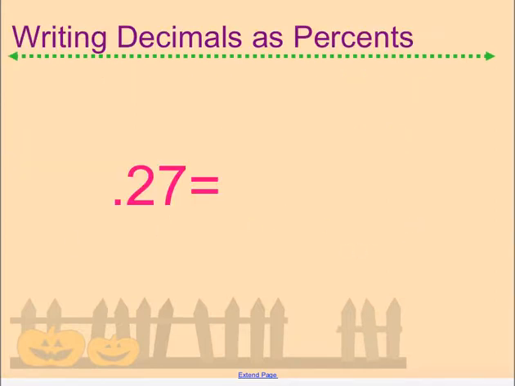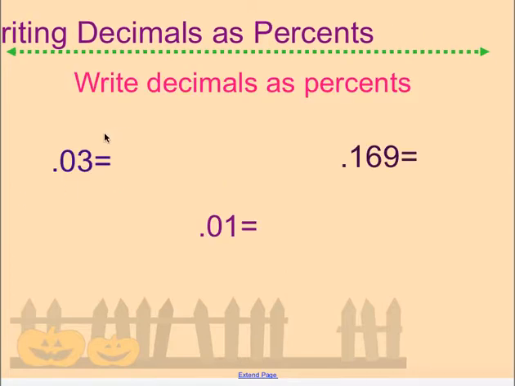Okay, decimals as percents, remember we multiply by 100, so we get 27%. Whenever we're moving from decimals to percents, don't just move once, move twice. It's always moving twice. So that we get 3%, 1%, and 16.9%.